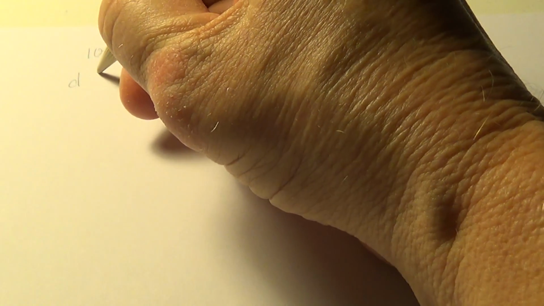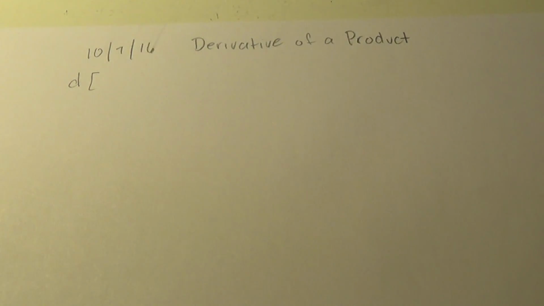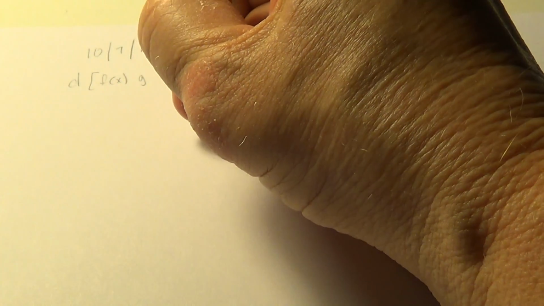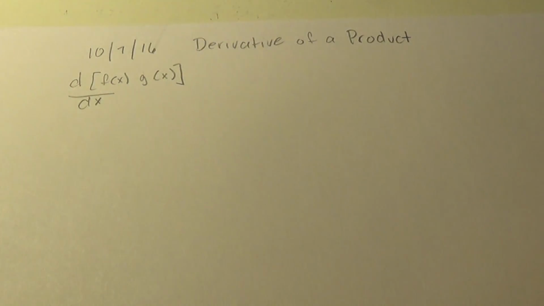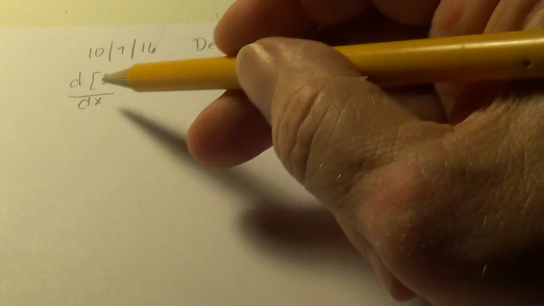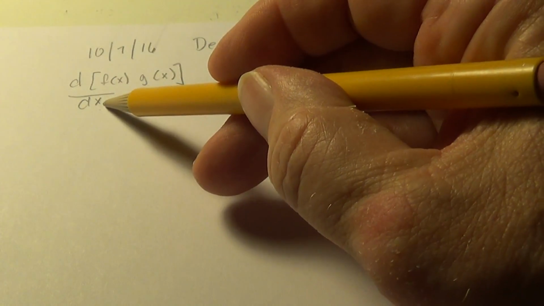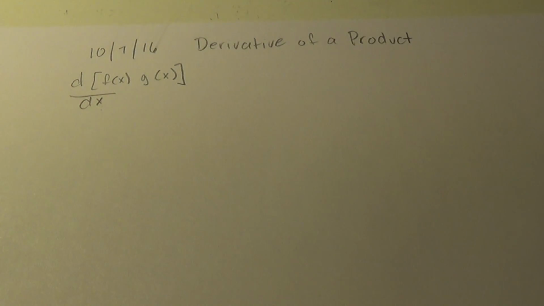So one way I can symbolize that is the d, and I'll put a product. One function is f of x, the other is g of x. I put them together by multiplication, and I say d dx. So the derivative of a product with respect to x. That just says the variable in the problem is x. So I'm going to look for the derivative of a product.